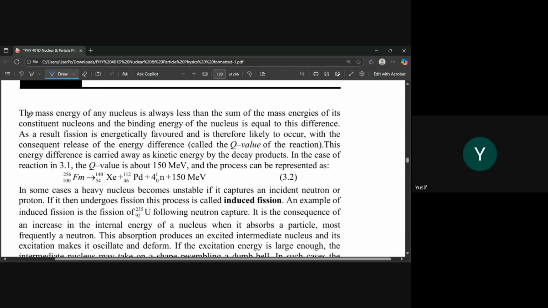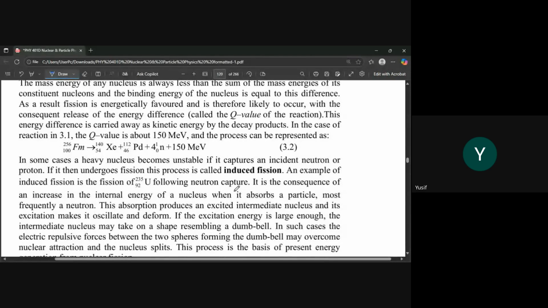So in the case of the reaction in 3.1, that's a fermium reaction, the Q value is 150 mega electron volts, and the process can be represented as this. Okay. So in the case where you find the energy at the left-hand side, then you try to find the right-hand side and balance it. The excess that we get is the energy that's being produced over here. But it's not necessary for us to write it in addition to the whole reaction. If the question asks you to find the energy, you can just calculate it and tell us the energy produced. It's not necessary to add it to this. When you find the energy value, you are good to go.